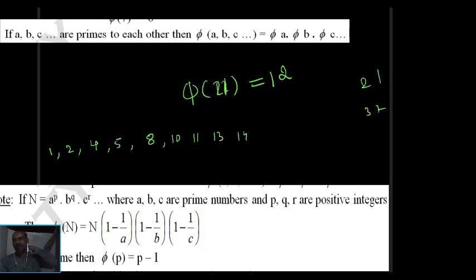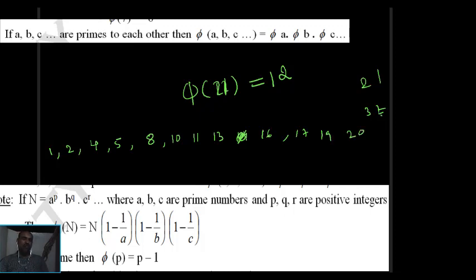14 and 21 are not co-prime because both are divisible by 7. 15 and 21 are not co-prime, divisible by 3. 16 and 21 are co-primes. 17 and 21 are co-primes. 18 and 21 are not co-prime. 19 and 21 are co-primes. 20 and 21 are co-prime.